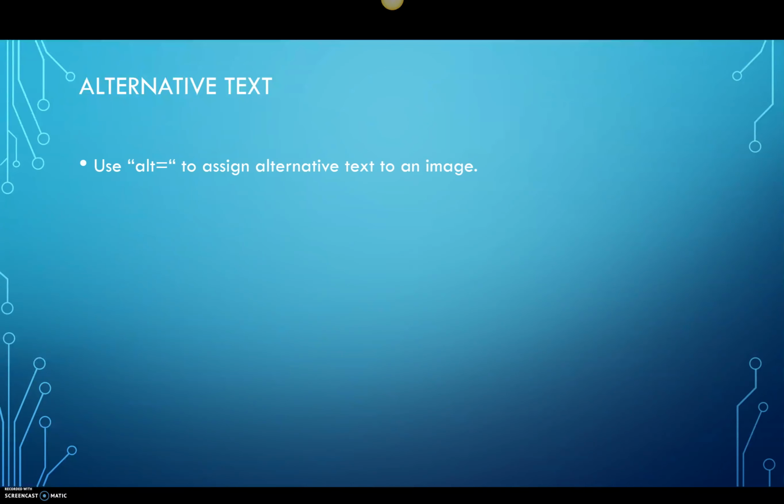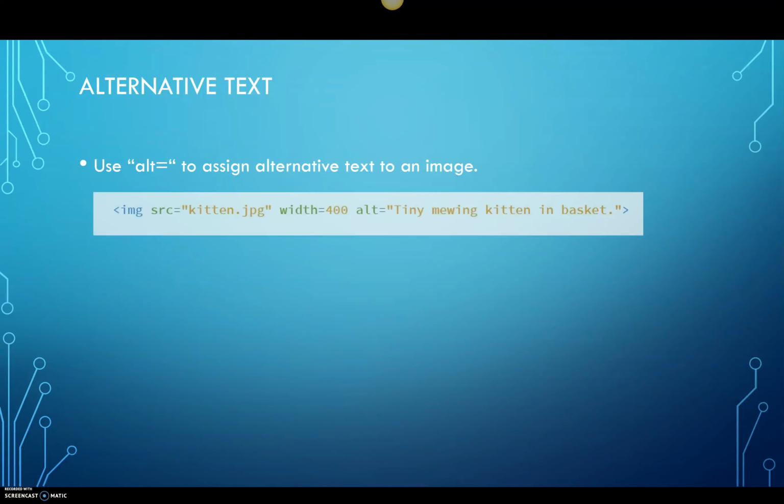Use the alt equals to assign alternative text to an image. So here's an example with some alternative text. Notice the source is the same. I changed height to width. There's no real reason, just showing you it can be done differently. And the alternative text is "tiny mewing kitten in a basket."